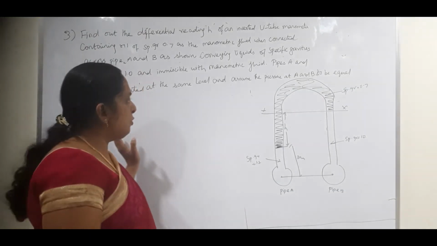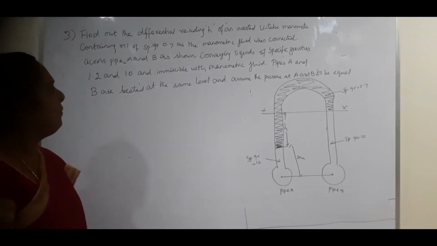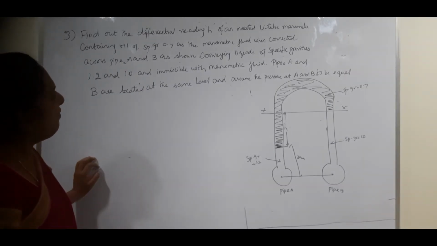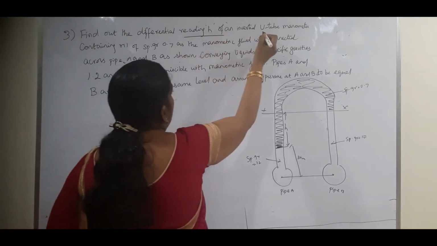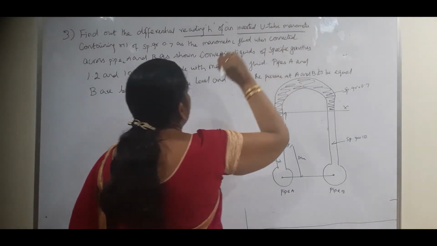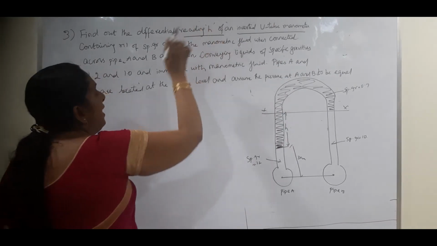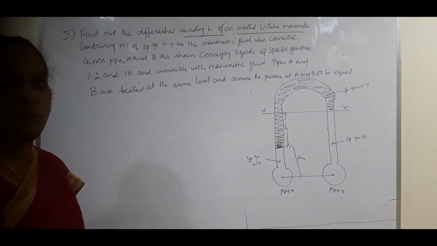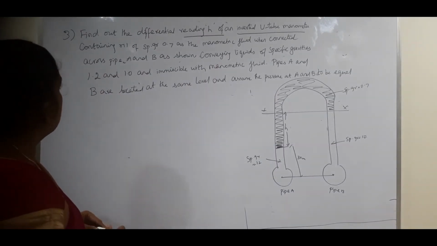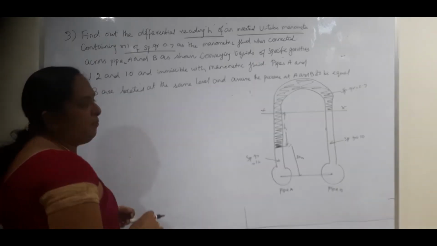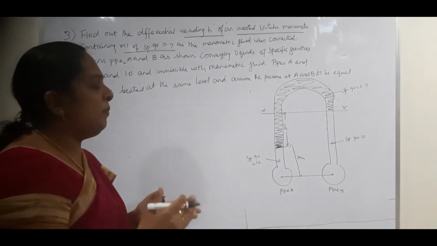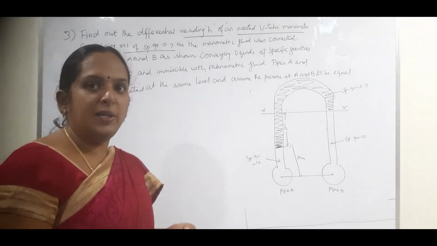Okay guys, so here we have the next problem. Find out the differential reading H of an inverted U-tube manometer. So they have given here once again the inverted U-tube manometer. They want us to find out the differential reading H. Okay, it is not asking for the pressure difference. So that contains an oil of specific gravity 0.9 as a manometric fluid. So here the manometric fluid is not mercury, it is only the oil.